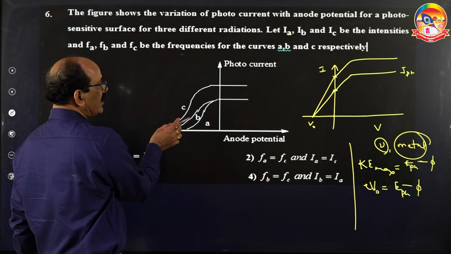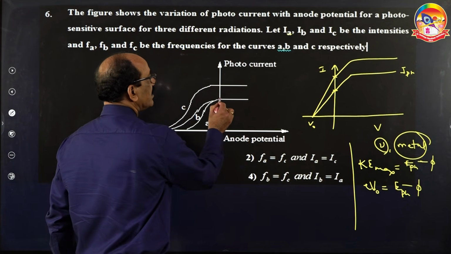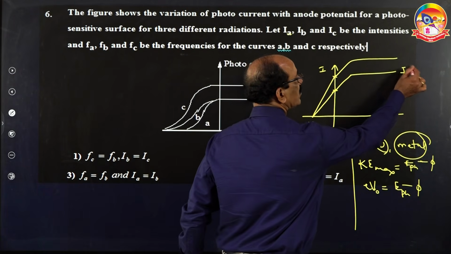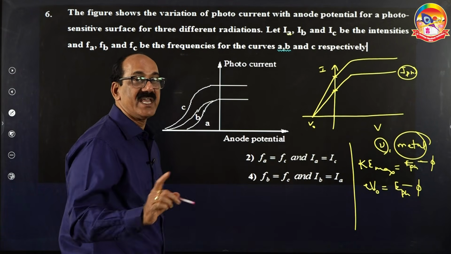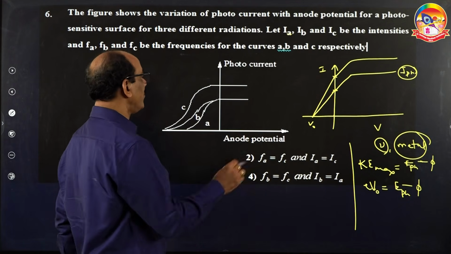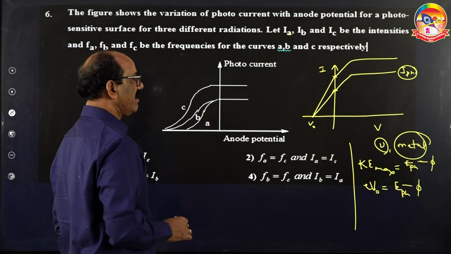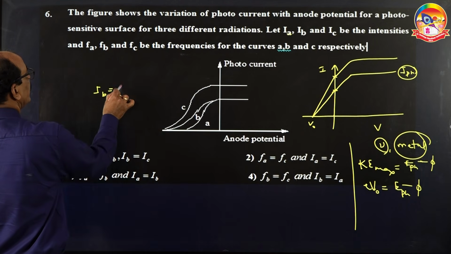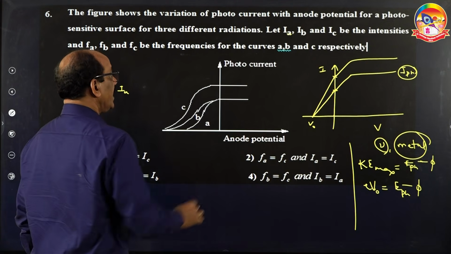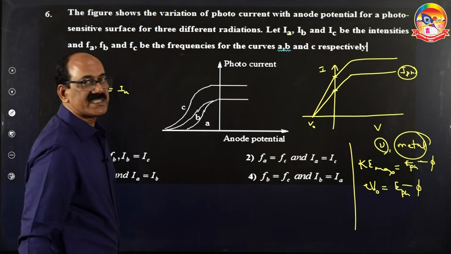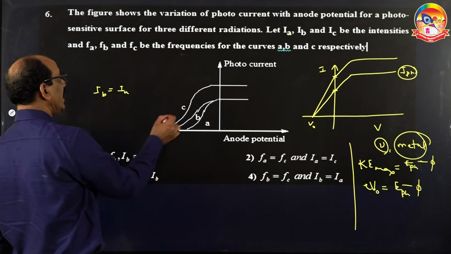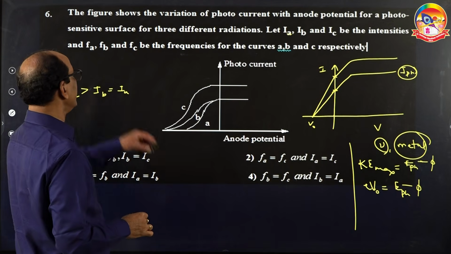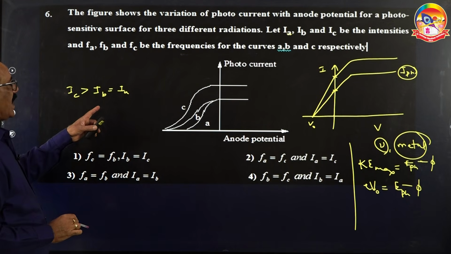Here for the radiation B and A, the saturation current is found to be the same in both cases. From this we can clearly understand that saturation current depends on the intensity of the radiation but not on the frequency of the radiation. Therefore we can say IB and IA, that is the intensity of the radiation B and A, are equal, IB is equal to IA. And here the saturation current in case of the radiation C is greater than these two cases. Therefore IC, the intensity of the radiation C, is greater than these two. So IC is greater than IB is equal to IA.